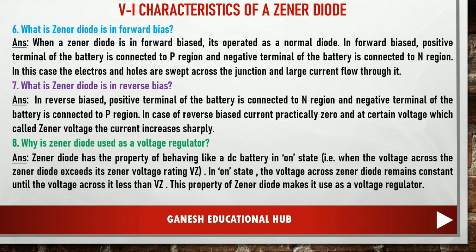Hence the connections are interchanged. Here the positive terminal is connected to the P region, and here the positive terminal is connected to the N region. I am discussing the difference between forward bias and reverse bias. Only the terminals are changed.